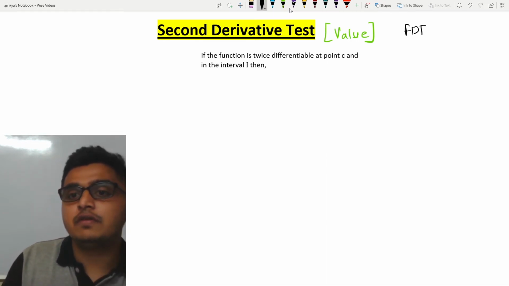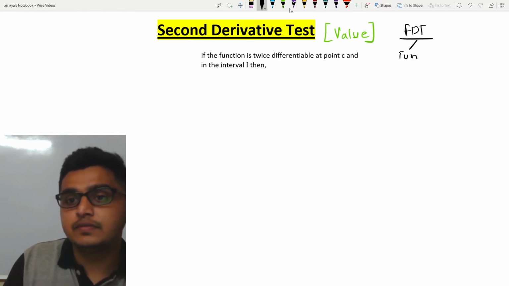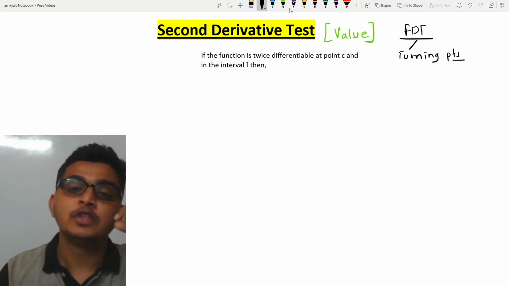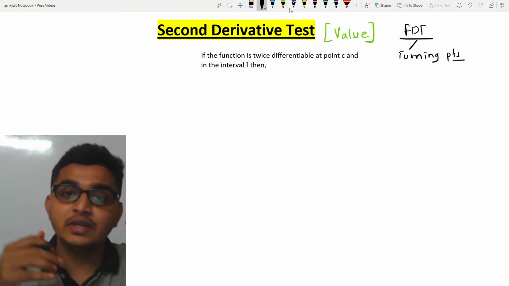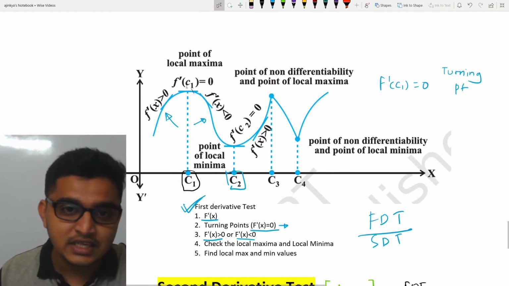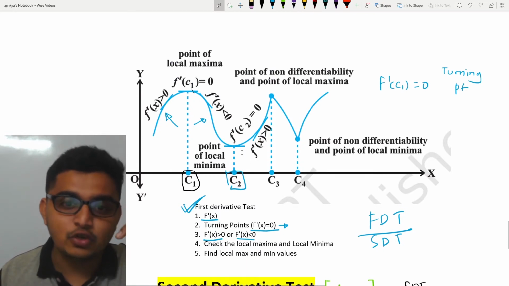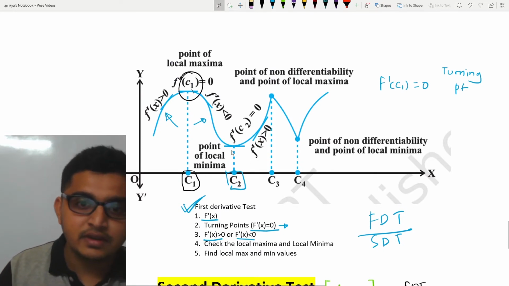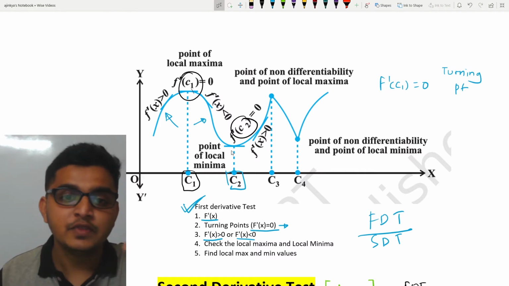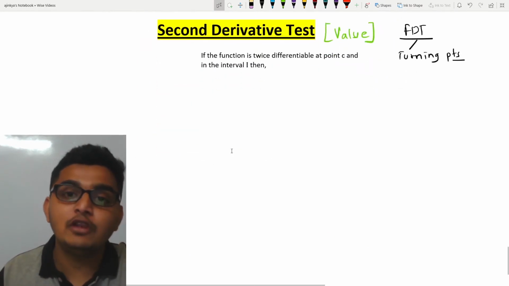So in the first derivative test, what did we see? We saw whether the turning points are at maxima or minima. Those two points C1 and C2, I'll just show it over here. C1 and C2 are the points of local maxima and local minima respectively, right? But we don't know what the value of that function is.